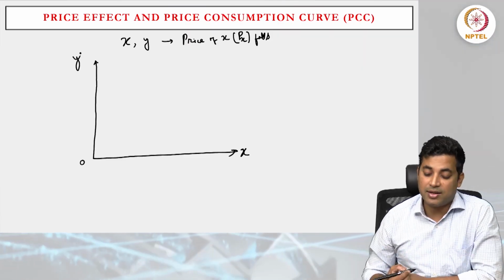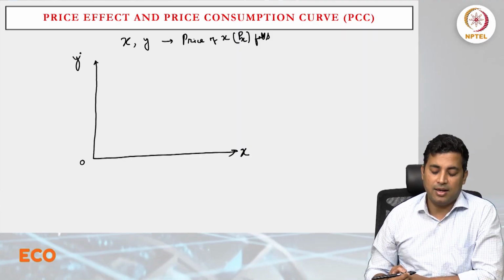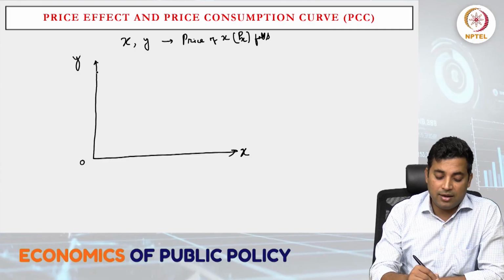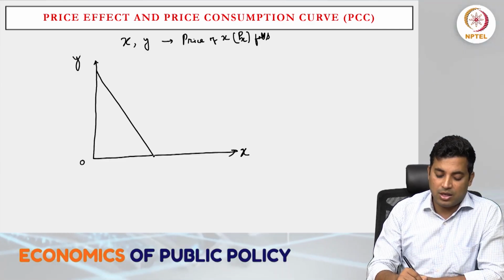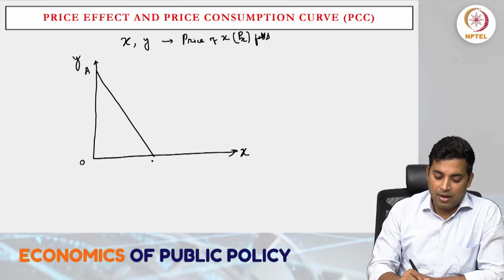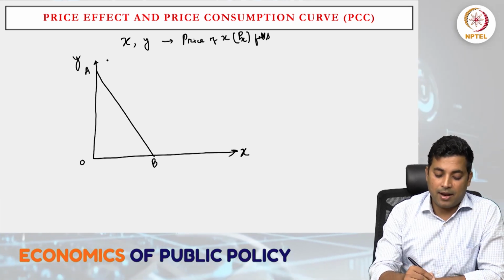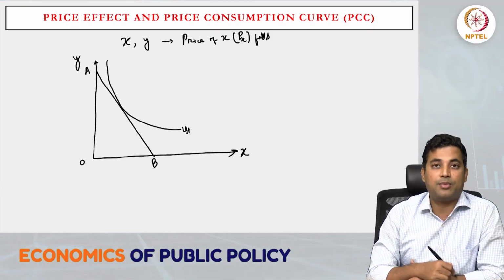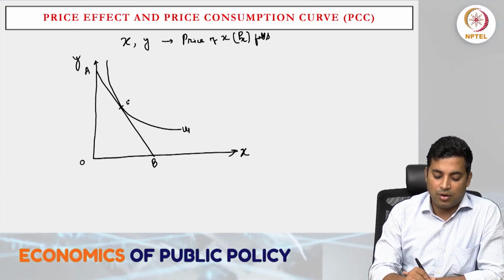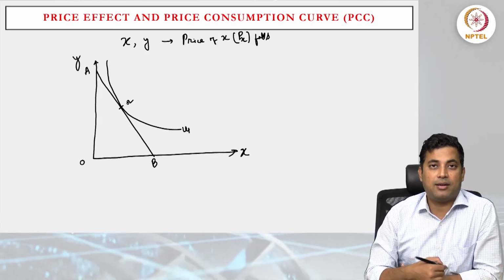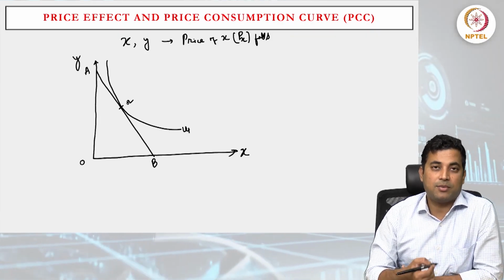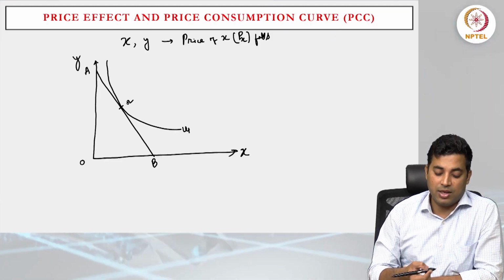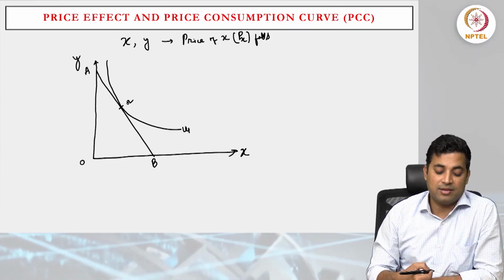I'm just reiterating the points that we had discussed and that are important to remember now. So let's say the initial budget line is AB here, and here is the tangent point with the utility curve that we get, say point A. At point A we get the tangent point where the marginal rate of substitution and the price ratio are equal to each other, and that is our optimization point.